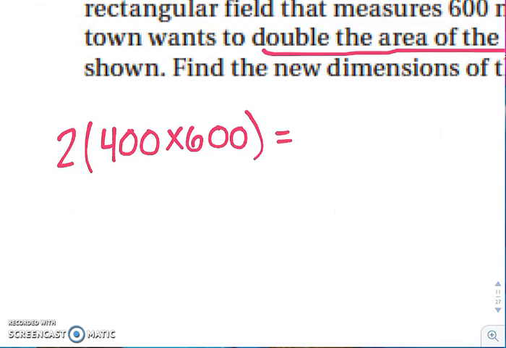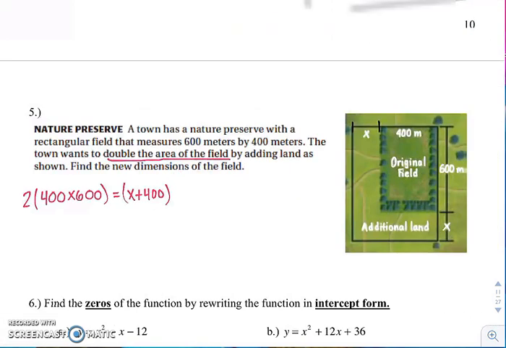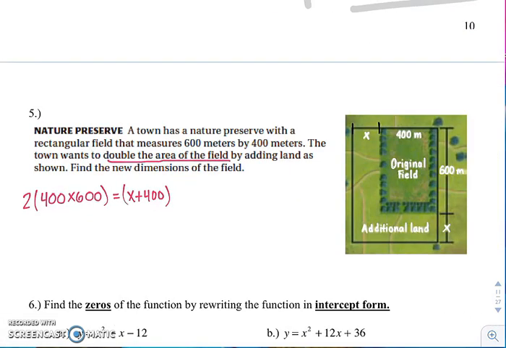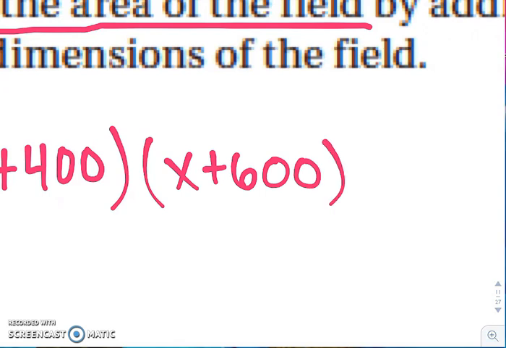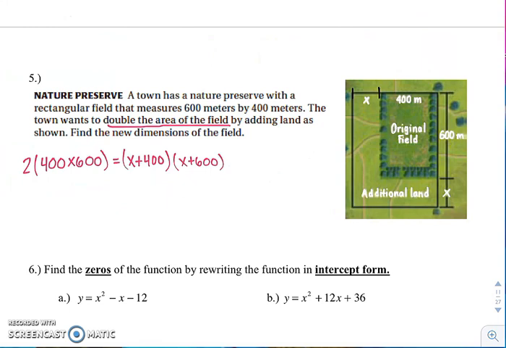And we know that the new dimensions are going to be 400 plus that extra x value. So x plus 400 is going to be the new width, and 600 plus x, or x plus 600, is going to be the new length. So what we have to do is just multiply everything out and get this equation equal to 0 so that we can factor it and find the new value of x.